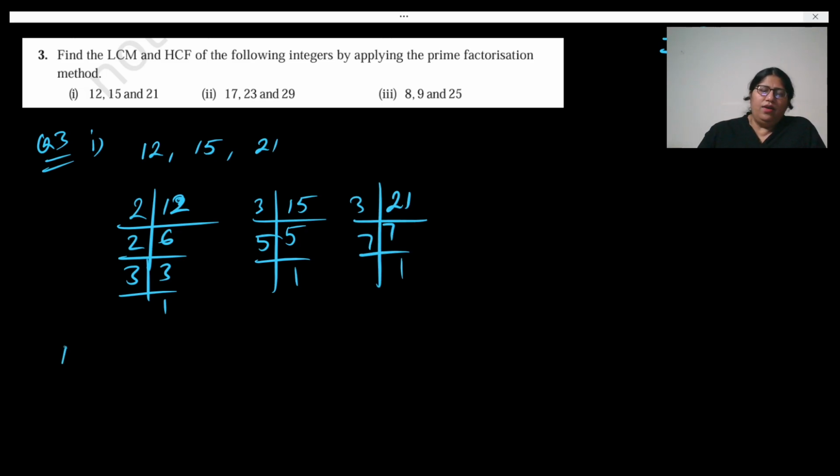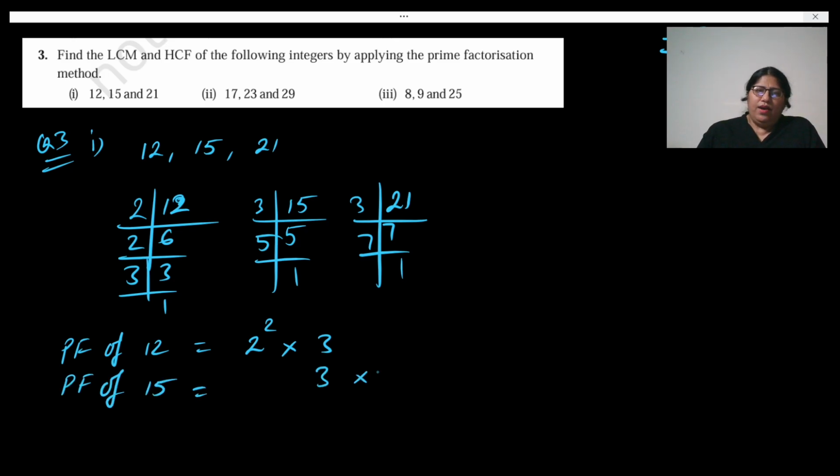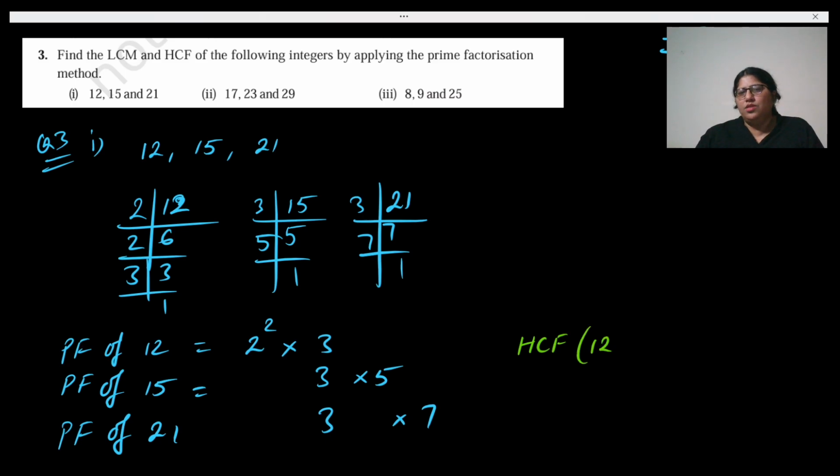So here if I write down the prime factorization of 12, that is 2 squared times 3. Then similarly, the prime factorization of 15 is 3 times 5. I am writing the same factors under each other, so it's easy to do the comparison. Then here, 21 is 3 times 7. Now I need to find the HCF of all three numbers, 12, 15, 21, and also the LCM of these three numbers.